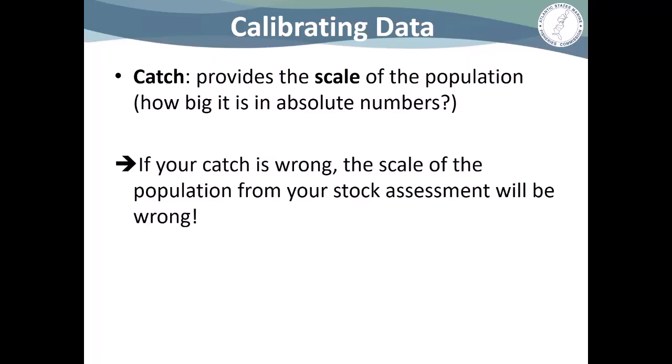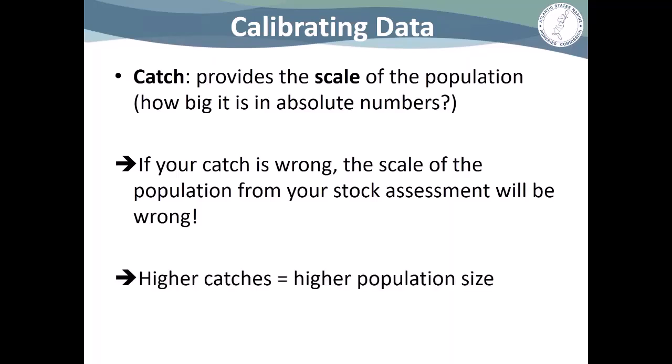So if your catch is wrong, the scale of the population from your assessment will be wrong. The trend is probably going to be right, but the scale is going to be wrong. And what we see is this usually leads to, maybe unintuitively, higher catch rates equal a higher population size. So when we recalibrated all that MRIP data, you probably saw that population go up. We now realize there's more fish out there than we thought because we were killing more of them than we thought, but the population trends stayed the same.